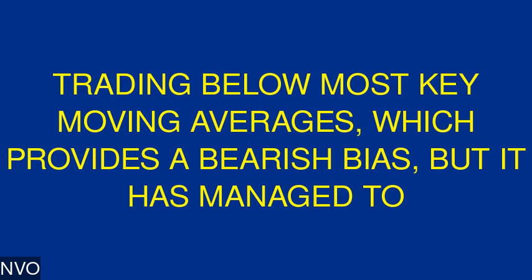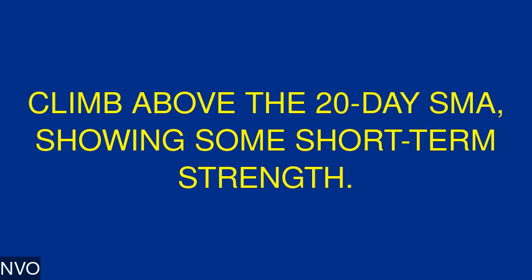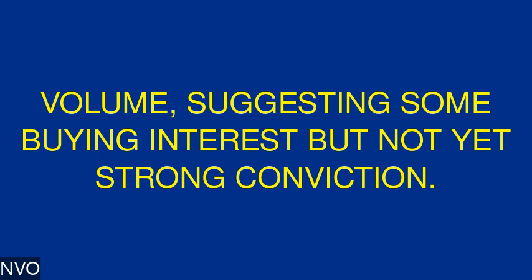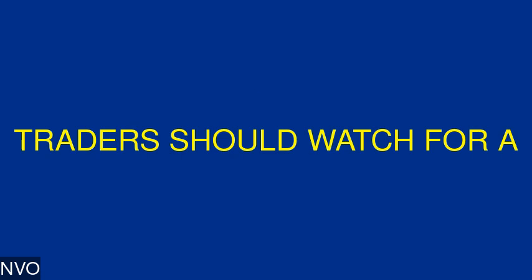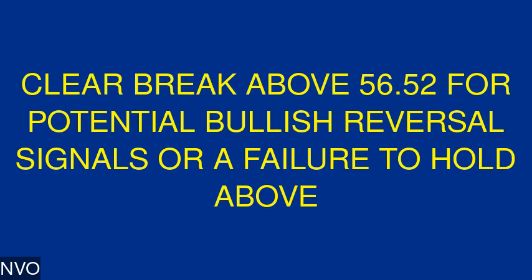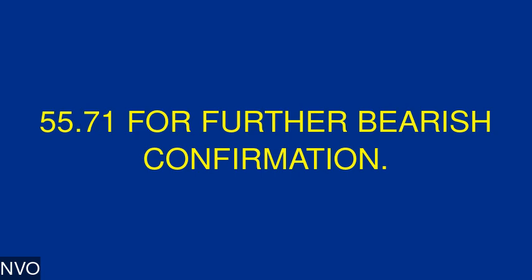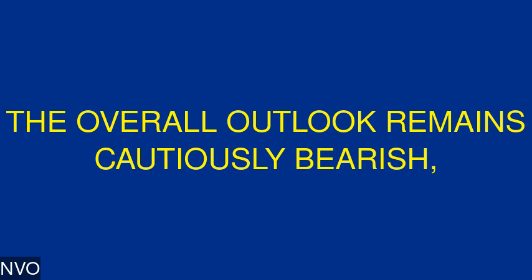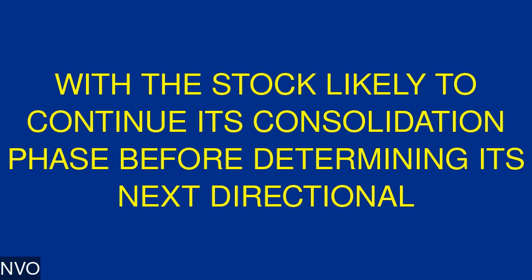The stock is trading below most key moving averages, which provides a bearish bias, but it has managed to climb above the 20-day SMA, showing some short-term strength. The recent recovery has been on moderate volume, suggesting some buying interest but not yet strong conviction. Traders should watch for a clear break above 56.52 for potential bullish reversal signals or a failure to hold above 55.71 for further bearish confirmation. The overall outlook remains cautiously bearish, with the stock likely to continue its consolidation phase before determining its next directional move.